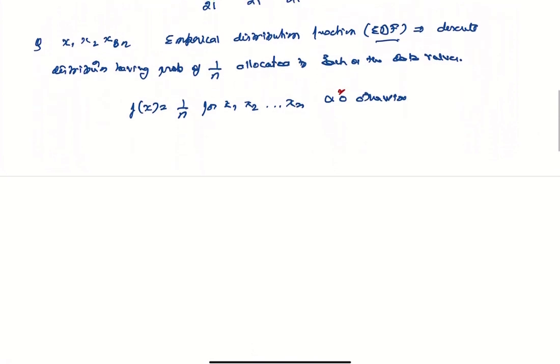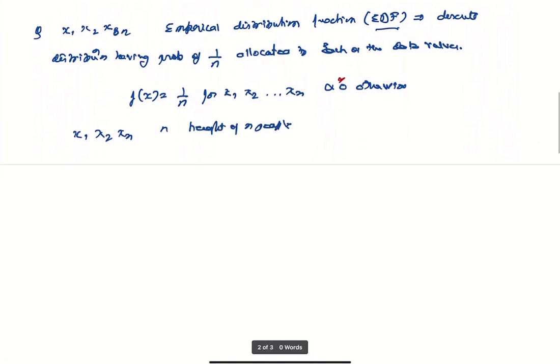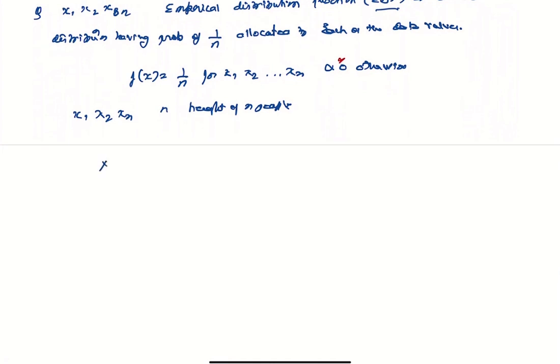Now we have data x1, x2, xn. These are just n values, like heights of n people. And we want to select one of the data points at random and denote its value as x. Now this x can be viewed as a random variable taking the value of x1, x2, xn, each with a probability of 1 by n. The distribution of this random variable is called the empirical distribution.